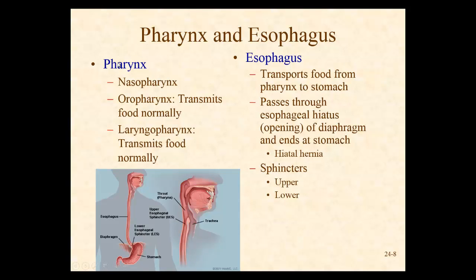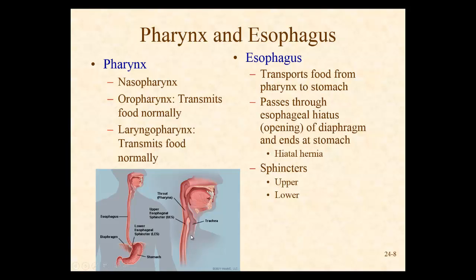So the pharynx receives the food from the oral cavity, so that's what we know as the throat, and there are 3 different regions of the pharynx that we talked about in lab. The nasopharynx is behind the nasal cavity, and then the oropharynx is this region behind the oral cavity, from the uvula to the tip of the epiglottis. And then the laryngopharynx is behind the larynx and transmits food toward the esophagus.